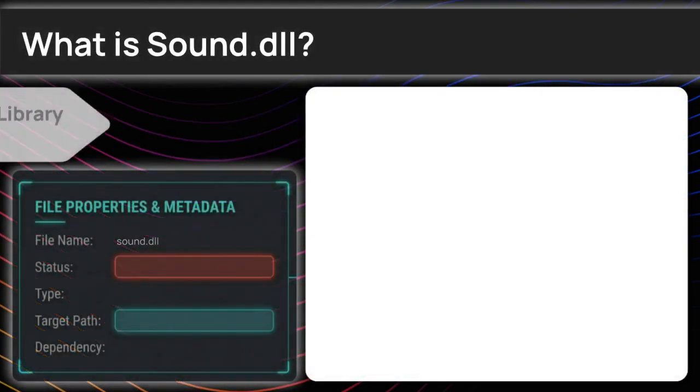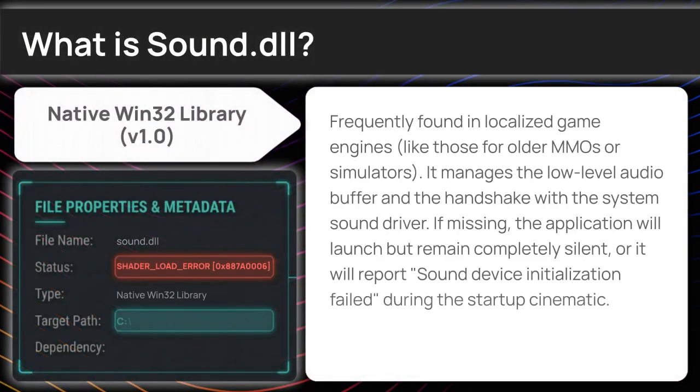This is the sound library, frequently found in localized game engines like those for older MMOs or simulators. It manages the low-level audio buffer and the handshake with the system sound driver. If missing, the application will launch but remain completely silent, or it will report "sound device initialization failed" during the startup cinematic. Now that we've covered what the file does, let's jump into our first fix.